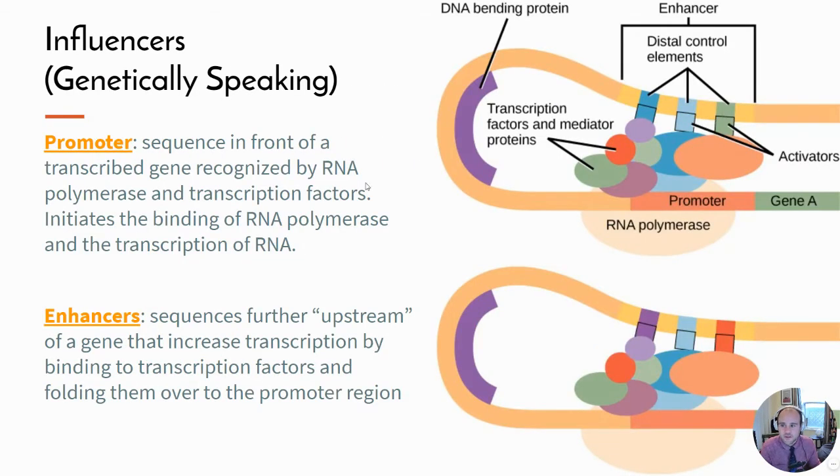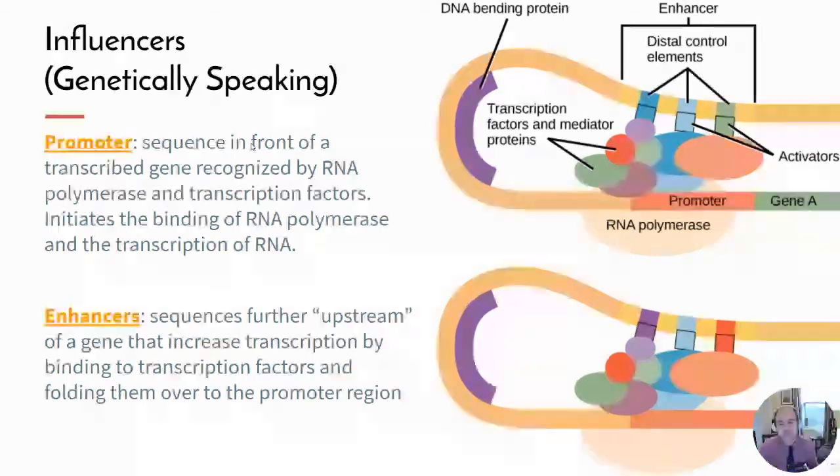So there's all sorts of influencers. We've already talked about a promoter when we were talking about prokaryotes, and this is the sequence in front of a gene that's recognized by RNA polymerase and initiates that binding. We talked about that in our transcription and translation with things like the TATA box. And then there's things called enhancers.